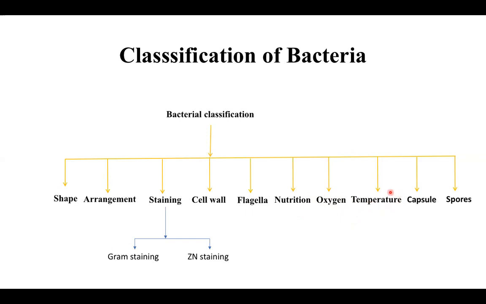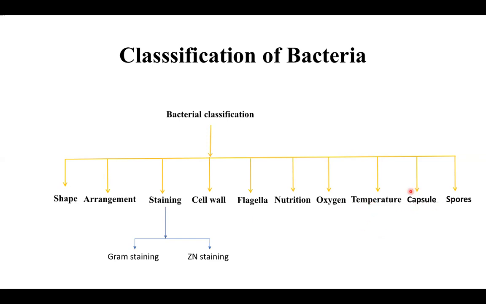And another criterion for the classification of bacteria is based on temperature. Some of the bacteria can grow from 0 degrees Celsius to 122 degrees Celsius or above. Based on their ability to grow at different temperatures, they are further classified into psychrophiles, mesophiles, and thermophiles.